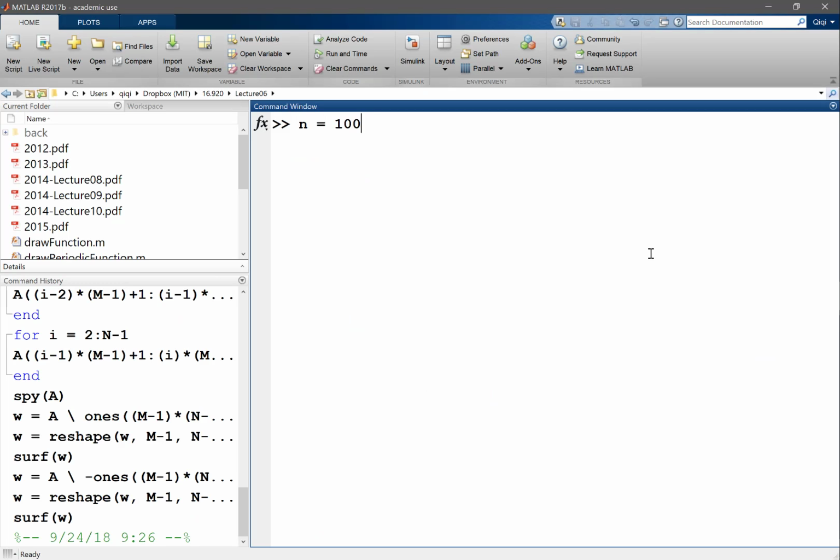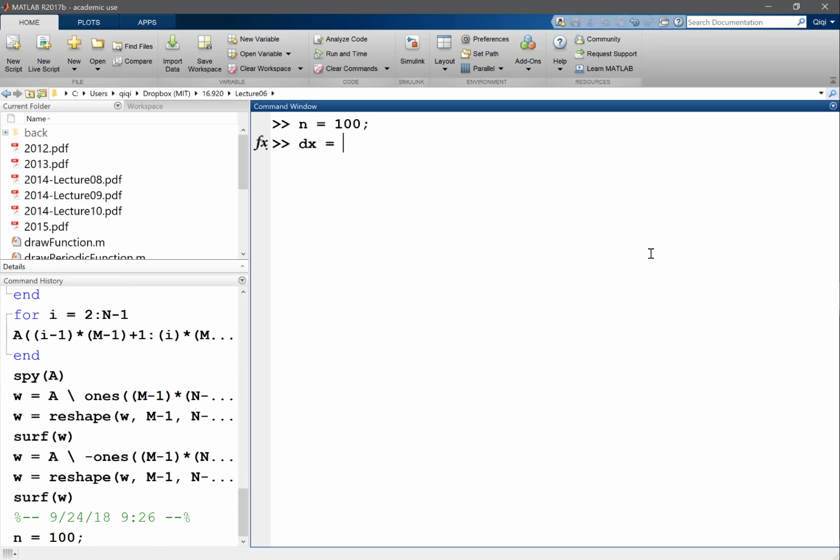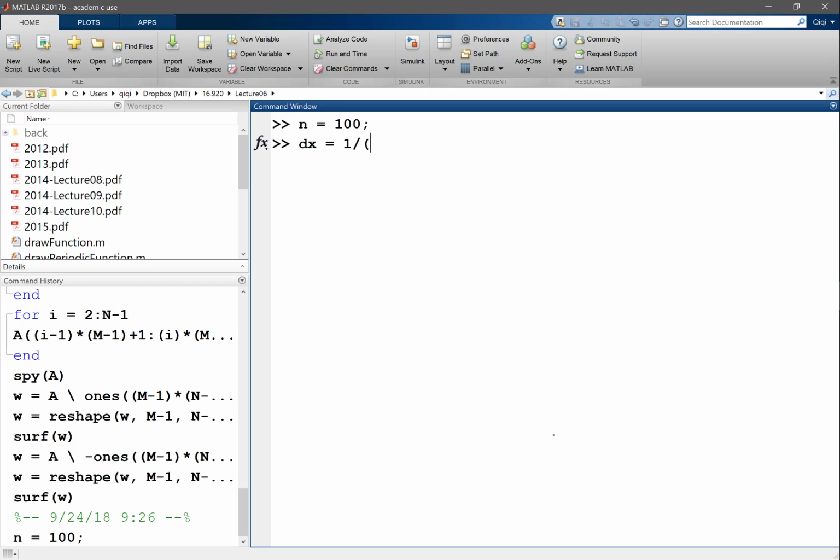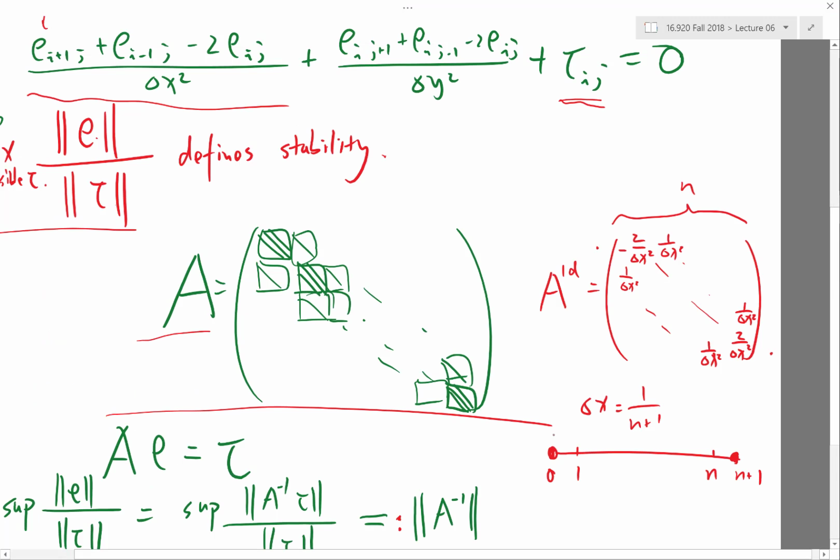So if I have this, let's see. For example, if I take n to be 100, and my delta x is equal to 1 divided by, let's say the size of the matrix is n, which means my delta x is actually equal to 1 over n plus 1, right? So I have number 0, 1, up to n, and my last grid point, so these are the known boundaries, is 0 and n plus 1. So my delta x is 1 over n plus 1. This analysis always has to be done to figure out what's the relationship between the delta x and the number of unknowns.